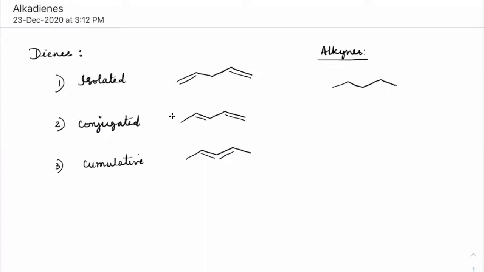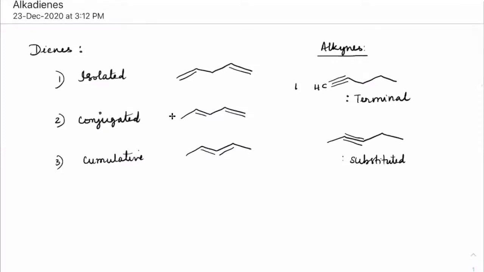1, 2, 3, 4, 5, we can have two types of alkynes here. The alkyne could be on this end. End alkynes are called terminal alkynes. And if the alkynes are in between, like this, these are called substituted alkynes. Okay, let me take this numbering as 4 and 5.